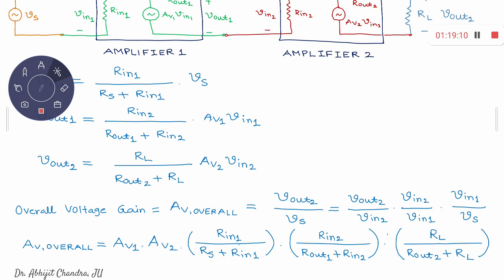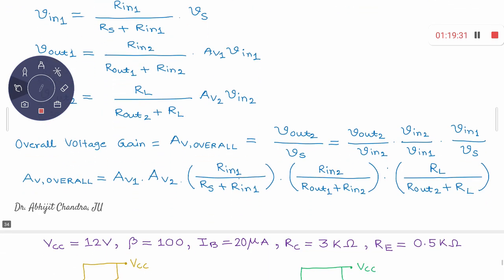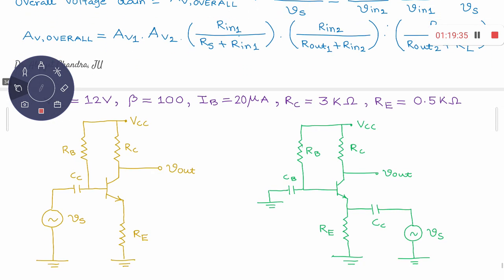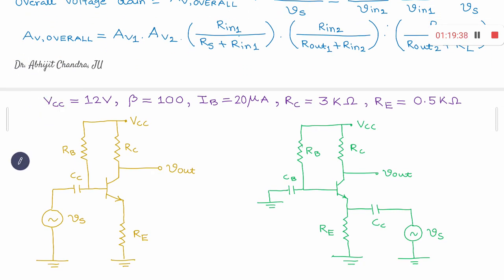So if I have two such amplifiers with gains of 10 and 20, or 10 and 10, the product is always less than that. It can't be 20; it's not the product of the individual gain. Now, before I conclude today, let's have some example. With this I will conclude this unit.